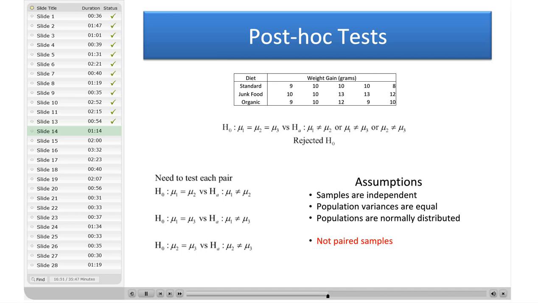In particular, these are not paired samples. Paired samples are when you compare a left hand to a right hand, or a husband to a wife, or a math SAT score to a verbal SAT score. In each one of those situations, the two things or the two people that you're comparing are related to each other, so they're not statistically independent. See, the mice in the standard diet are completely different from the mice in the junk food diet. There's no relationship between them. There's no pairing in place here. So these are not paired samples.